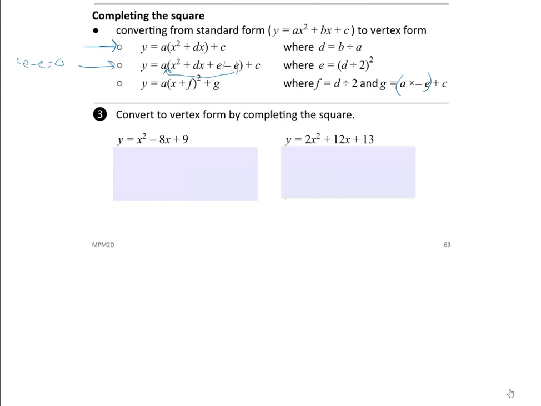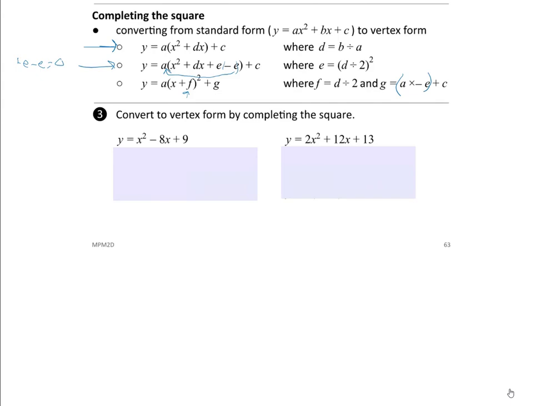This might seem like a lot to take in. The f value, sorry, I missed that. The f value in the brackets here, that's just after you factor it and you get your perfect square, like we saw in the last slide. Very, very easy once you get to that point. The trickiest part, I would say, is getting that g value.